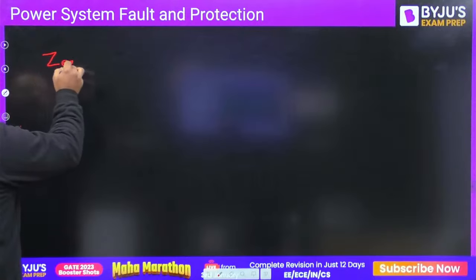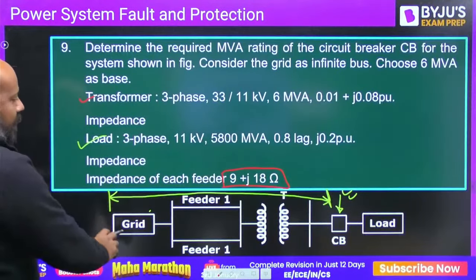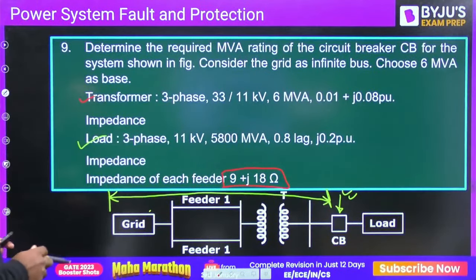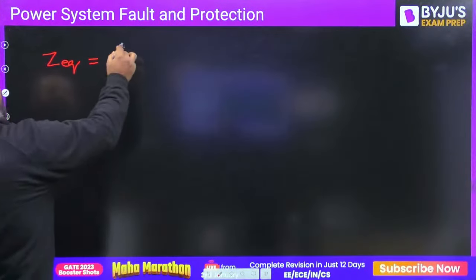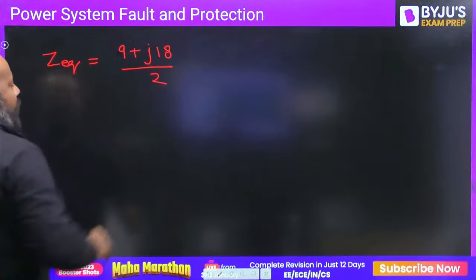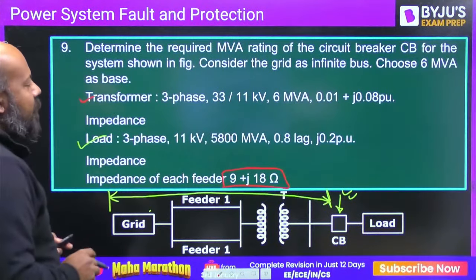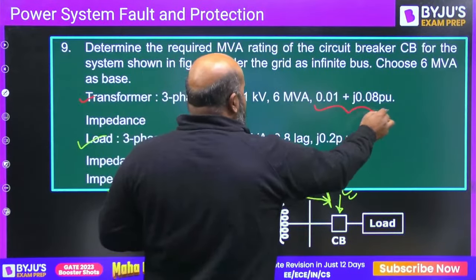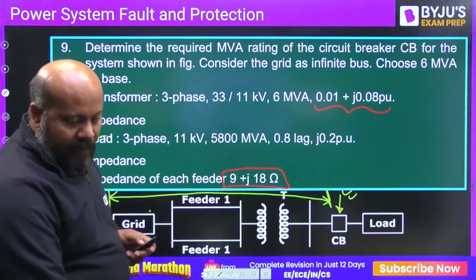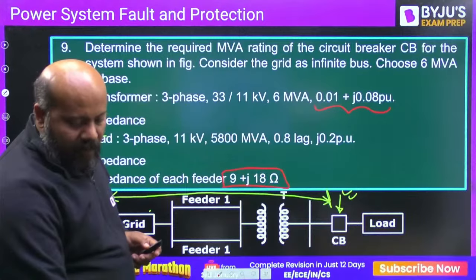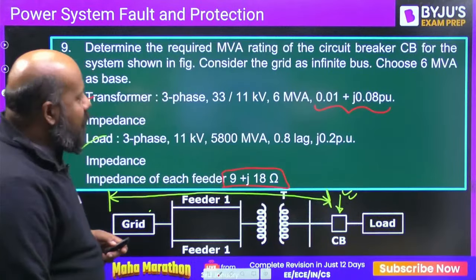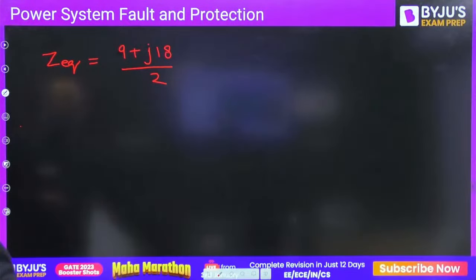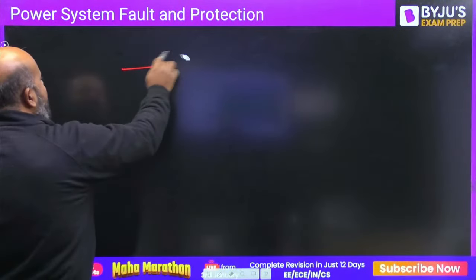Suppose we are finding the Z equivalent from grid to the circuit breaker. This part is going to be how much? The two feeders are connected in parallel. So, its actual is going to be 9 plus j18 divided by 2. Now, for the transformer, this is given in per unit, so we have to change it in the actual value. Just give me one moment, let me check. Or better do it in the per unit only, otherwise it is going to be a little complex.